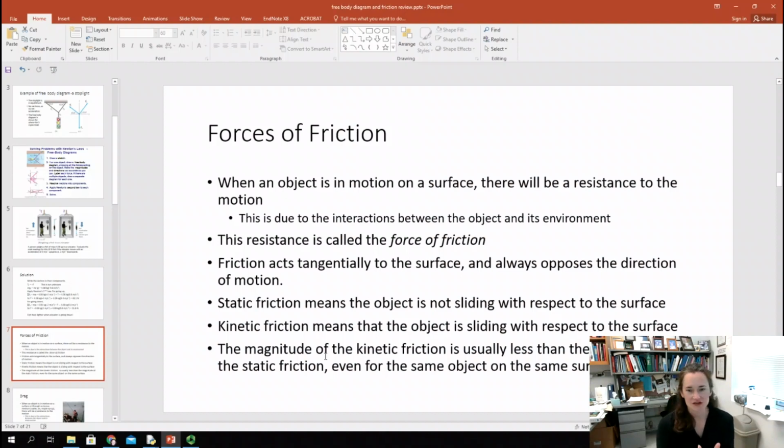Now the magnitude of the kinetic friction is usually less than the magnitude of the static friction, even if you're considering the same object on the same surface. So let's say that I'm trying to move a couch, and I'm pushing the couch, and I haven't yet quite pushed it hard enough. All of a sudden, I exceed the force of static friction with my push, and then the object begins to slide across the floor, okay? Once it slides across the floor, it's easier to keep the object moving than it was to get it moving in the first place. You've probably noticed that if you've ever tried to move a big couch, okay?